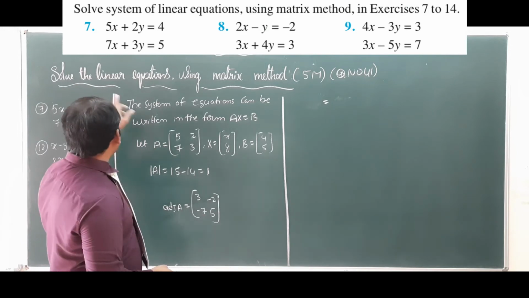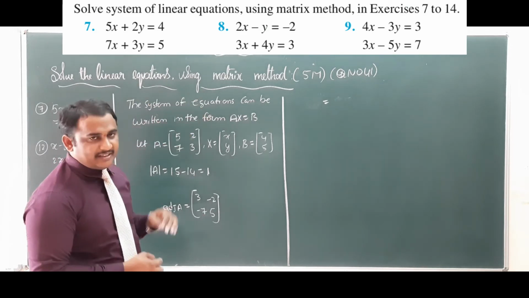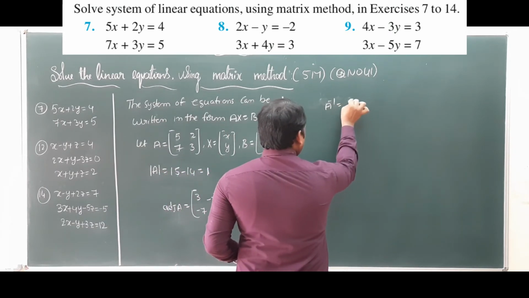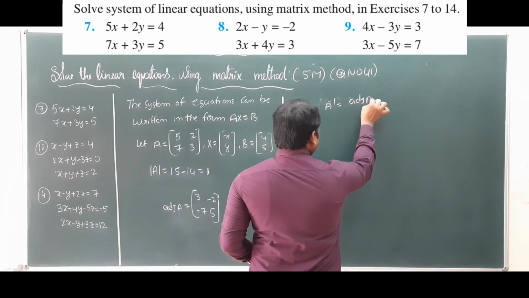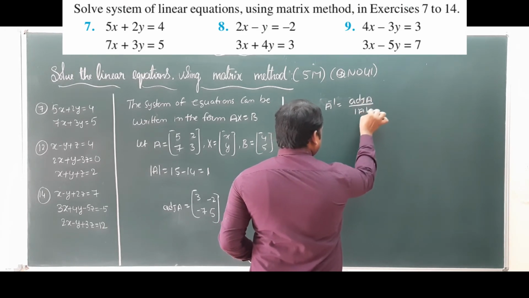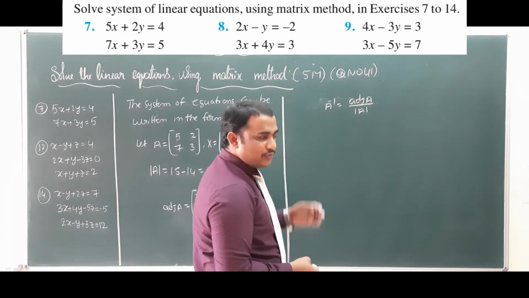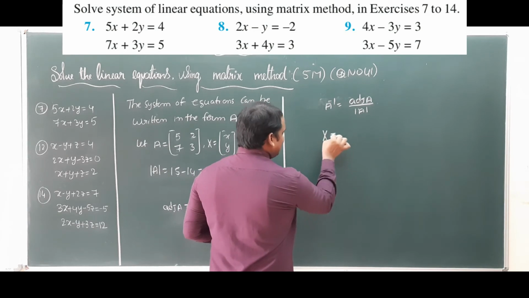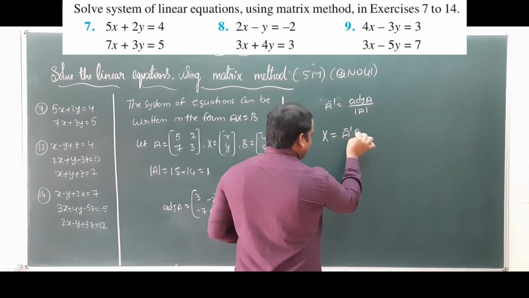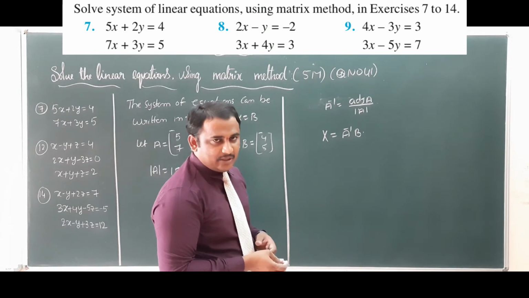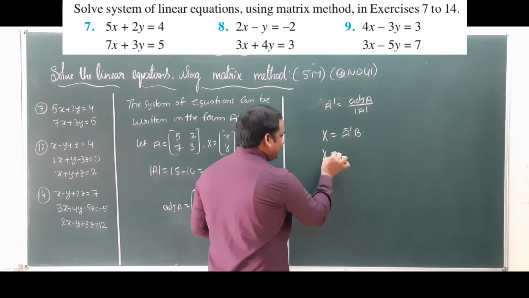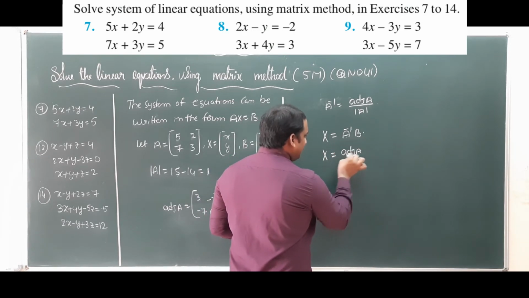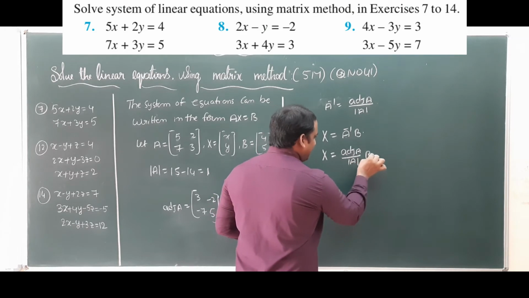Clear? Now here what they ask in the question: solve the linear equations using matrix method. Using matrix method, what is the A inverse formula? A inverse equal to, studied last class, adjoint of A by determinant of A. Therefore, in case 1, solving linear equations, X equal to A inverse into B. Here X is a matrix. X equal to A inverse, means adjoint of A by determinant of A into B matrix.